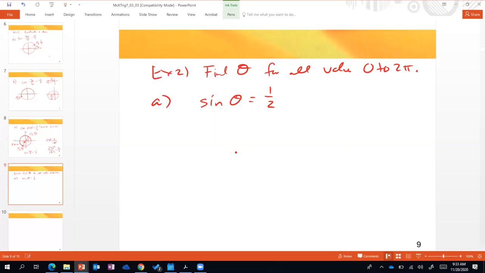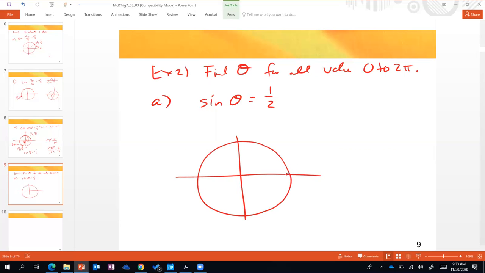So let's go back now to the unit circle. And now we're going to go the backwards way. Think about a circle like this. Think about all the coordinates that have a y value of 1/2. That's what I'm looking for. And the 2 pi just means it's one revolution.